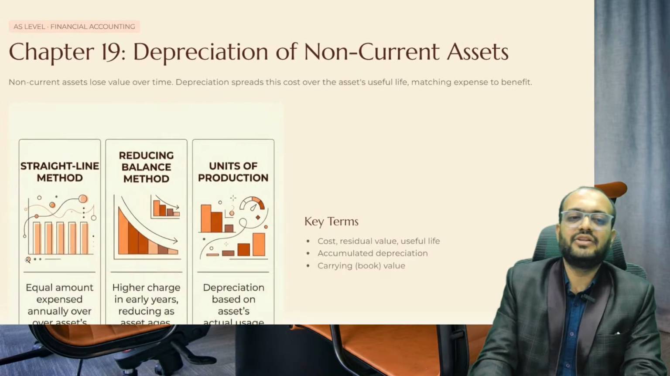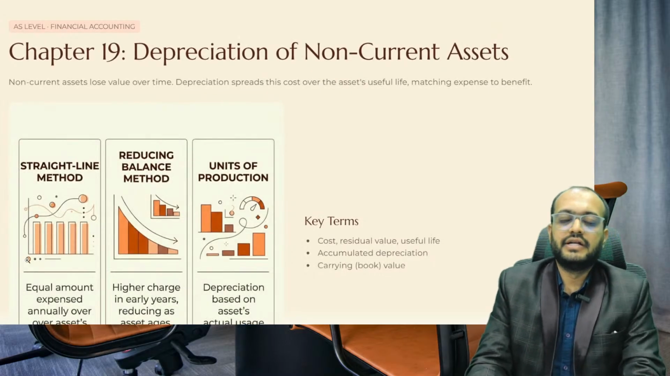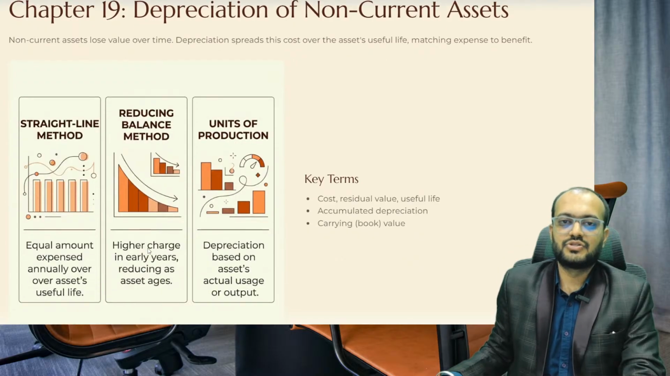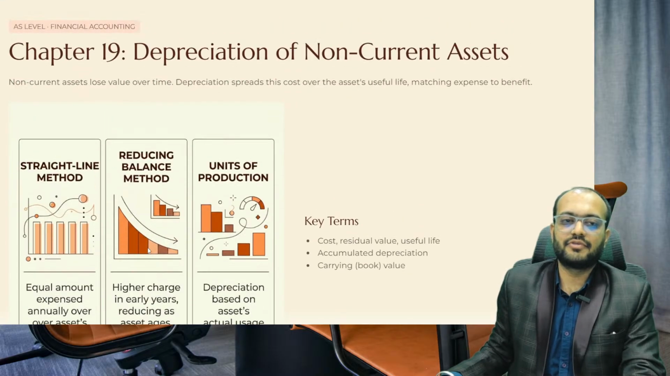Next, chapter number 19 of financial accounting is depreciation of non-current assets. Basically, if we are using the assets, the value of the asset is going to decrease from time to time.